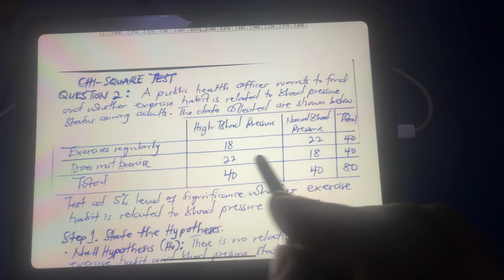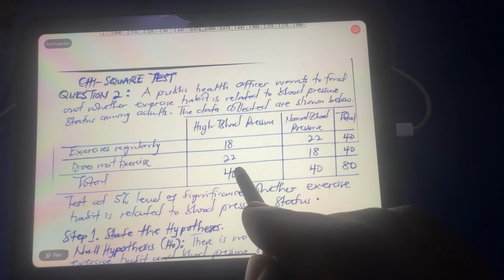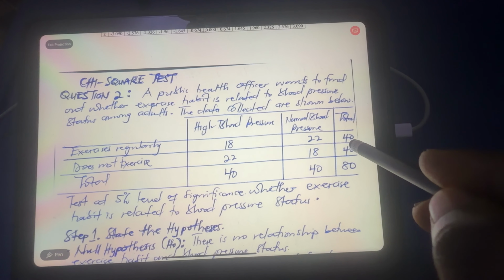The same thing. Check the row total is 40. Check the column total. Trace down, it is also 40. The formula says multiply this row total by the column total and divide by the grand total. This is the grand total. The number you have over here is always the grand total. So multiply this 40 by this 40 and divide by the 80.